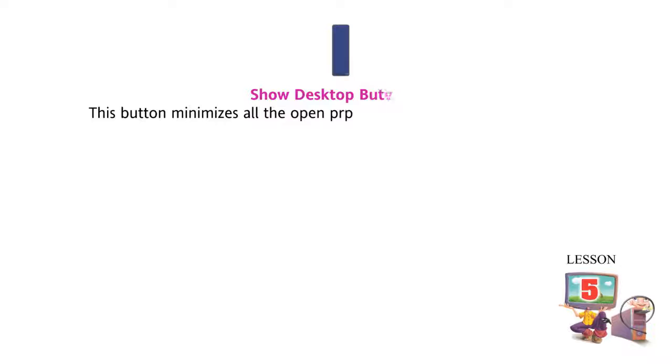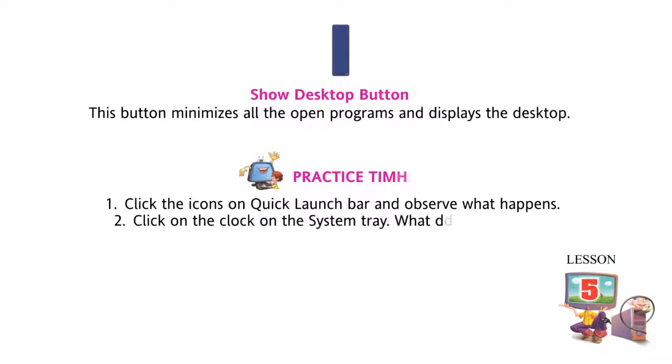Show Desktop button. This button minimizes all the open programs and displays the desktop. Practice time. 1. Click the icons on the Quick Launch bar and observe what happens. 2. Click on the clock on the system tray. What do you observe? 3. Now click on the Show Desktop button.